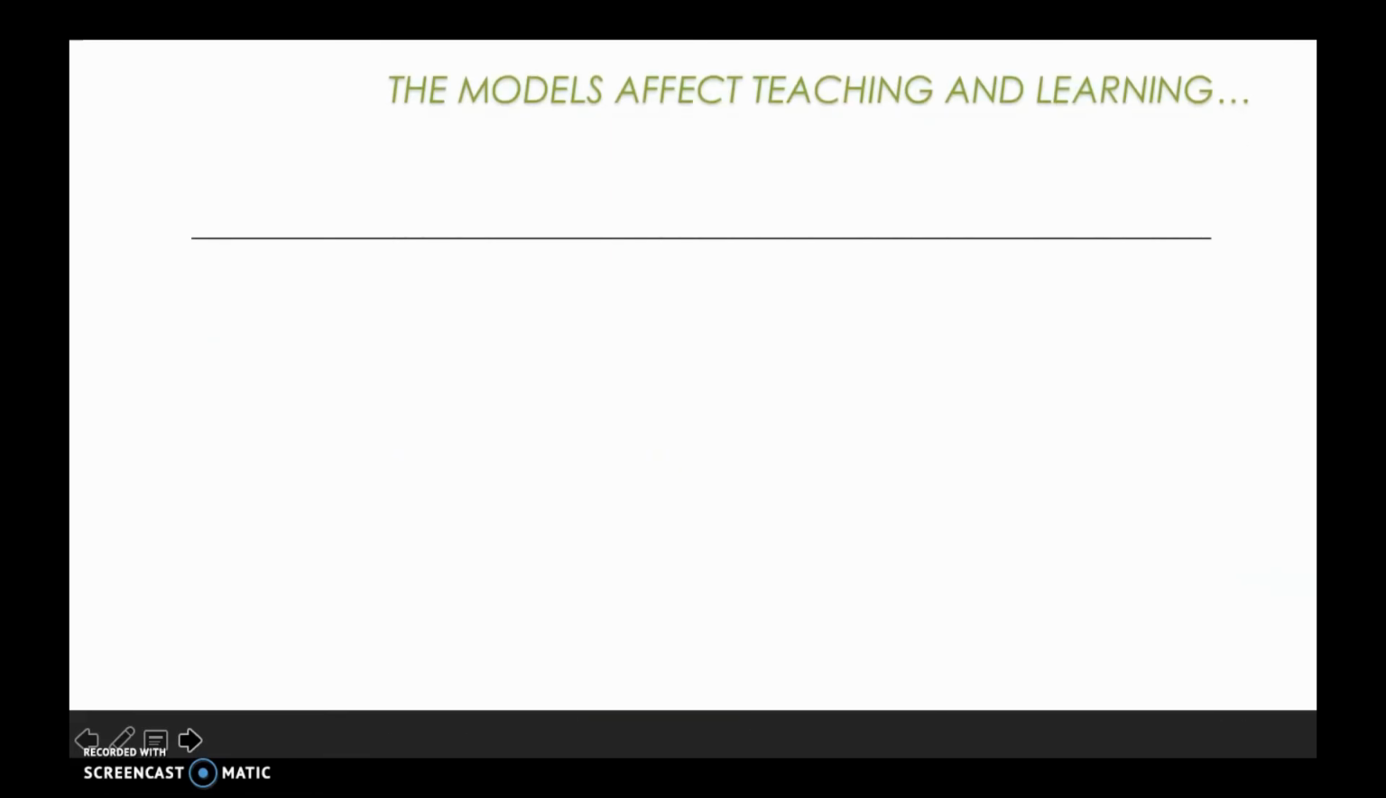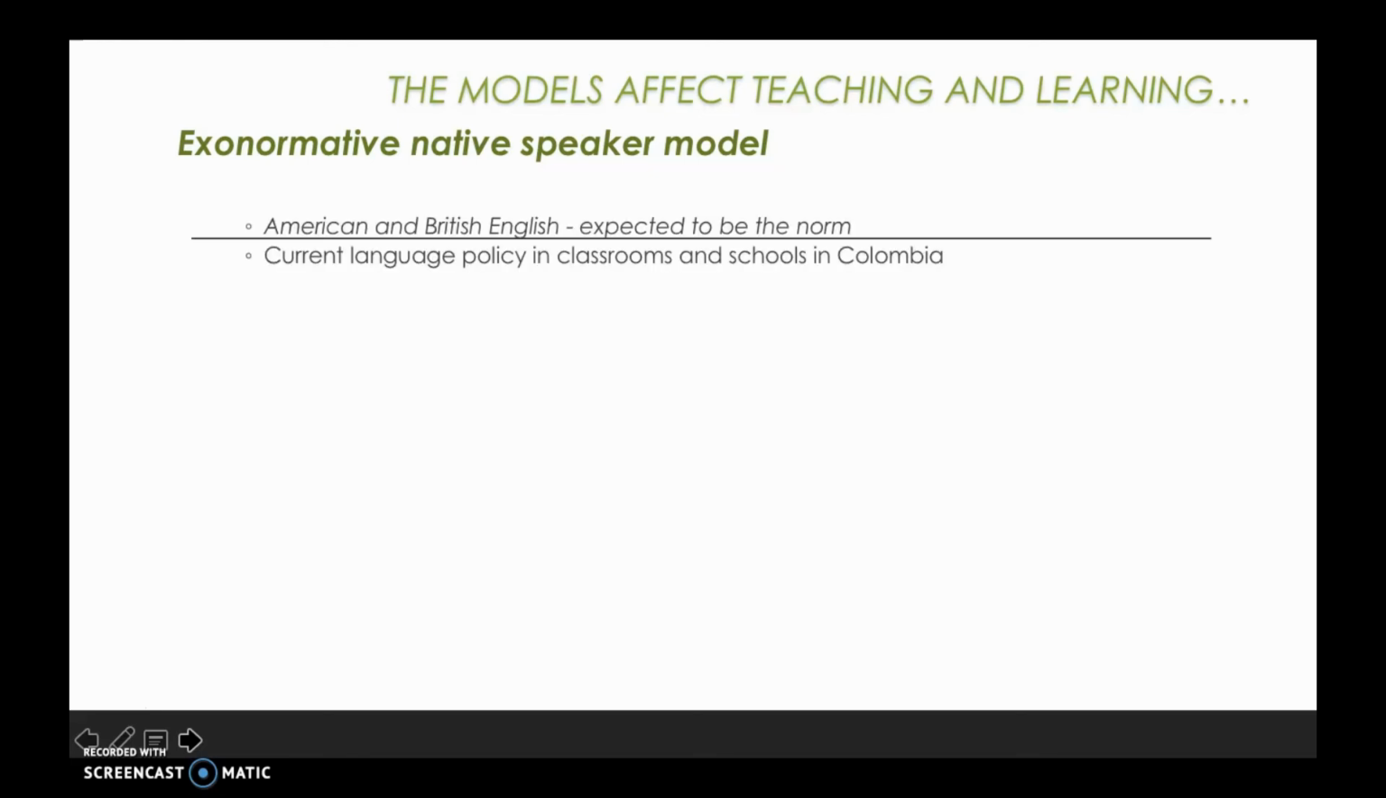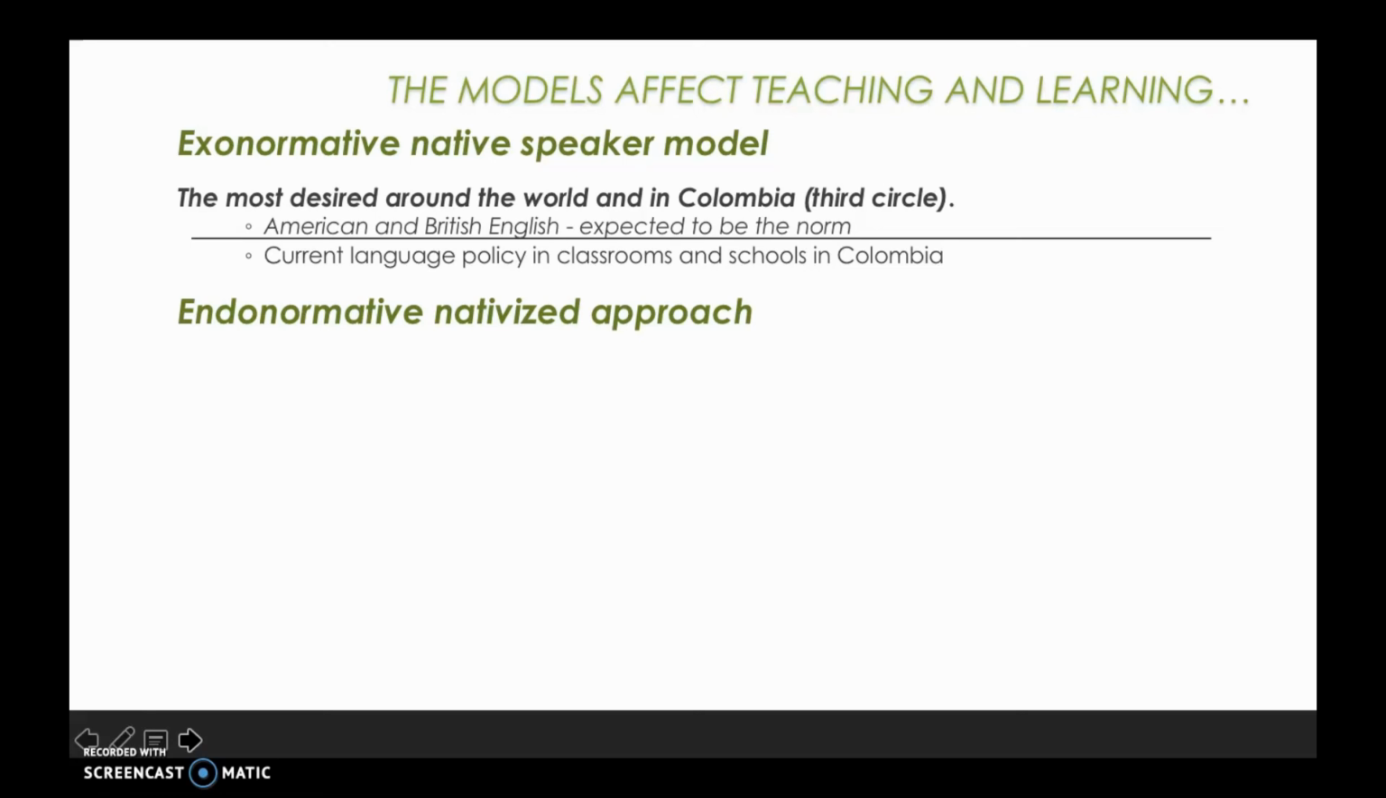The models affect teaching and learning. The viability of the different models is a worldwide discussion. The exonormative native speaker model is the one that has been currently happening around the world and in Colombia and the third circle. The implementation of this model is the one expected to be the norm and is therefore taught in classrooms and schools in Colombia. Then the endonormative nativized approach, where non-native bilingual teachers use English as a lingua franca. This happens in outer circle countries where the local variety of English is accepted.